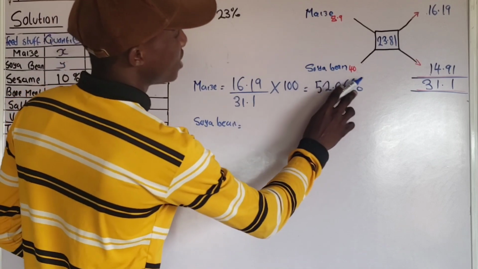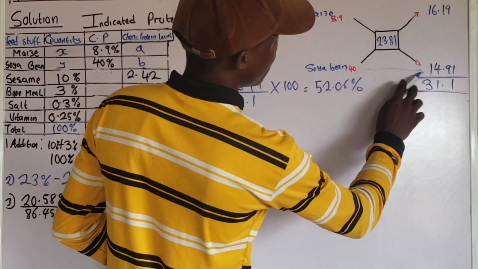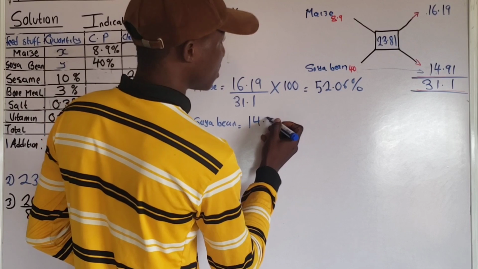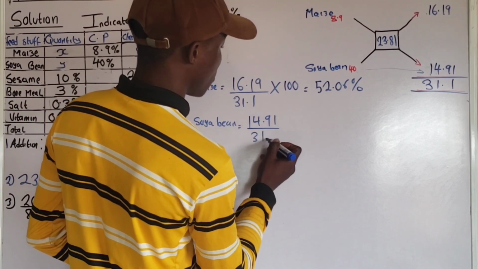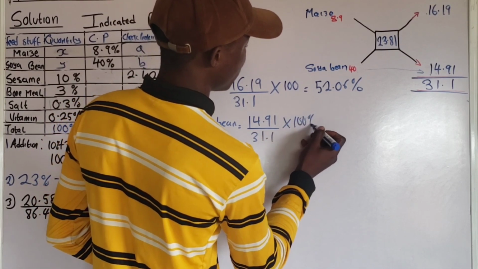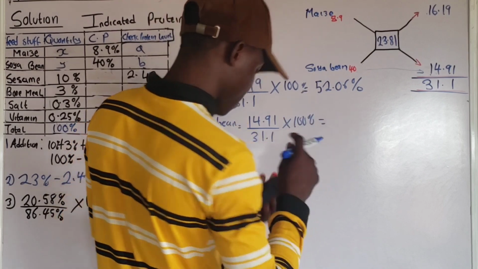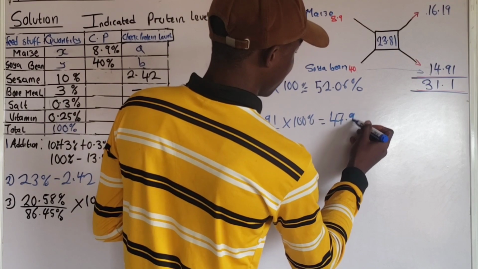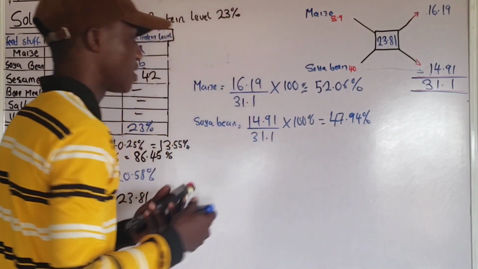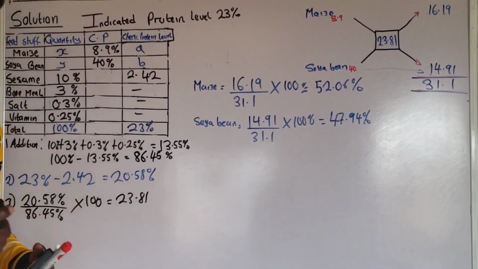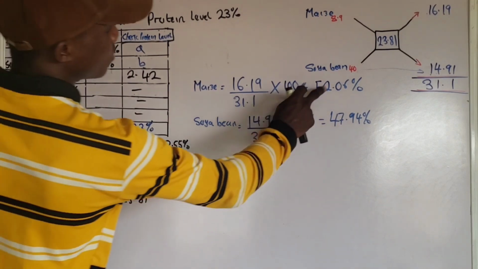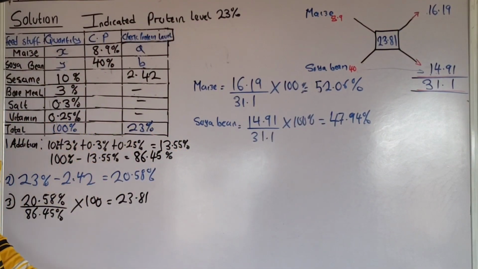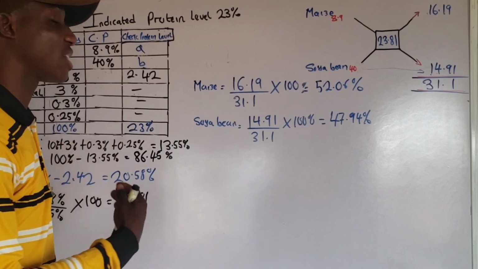Okay, so the quantity for soya bean will be, now the corresponding value for soya bean is what? 14.91, sorry, all over 31.1 multiplied by 100%. So here I'm going to have 47.94%. Okay, so now we've gotten the percentage in the Pearson square. Now we can easily determine the percentage quantity of both maize and soya beans. If you add this together, you're going to get 100%. We get the percentage allotted to both maize and soya beans in our Pearson square.